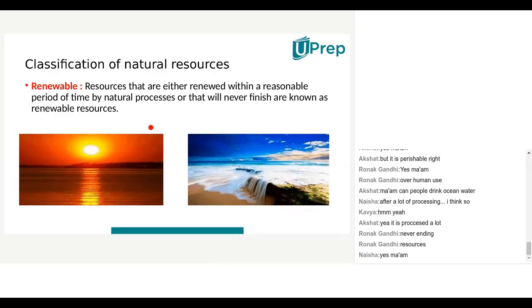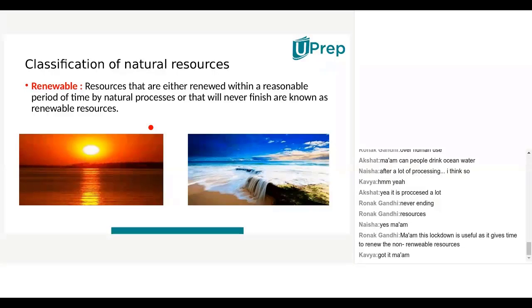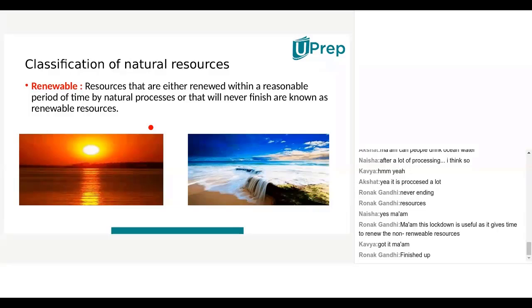But for some renewable natural resources, if you use them beyond the limit, they will be exhausted. What do you mean by exhausted? Exhausted means completed, extinct, ended, finished up. Very good.